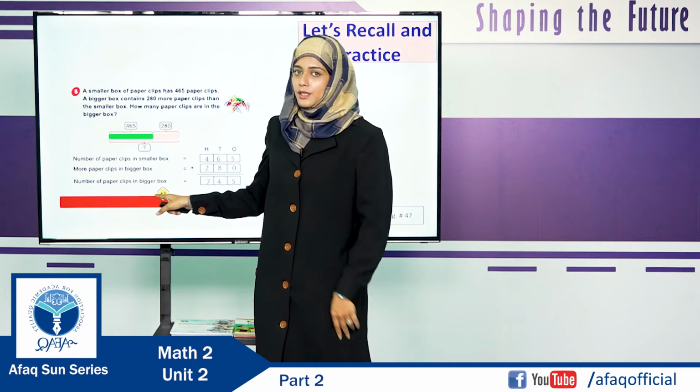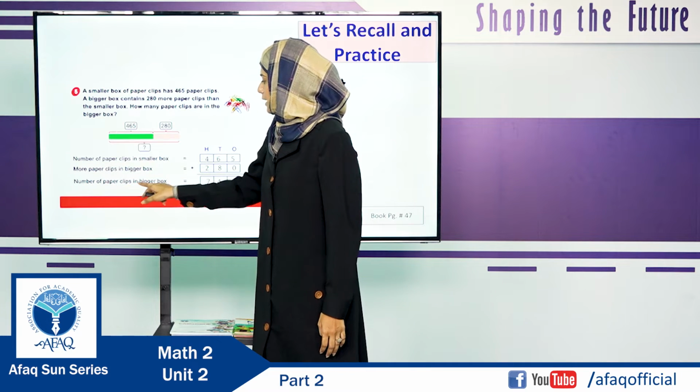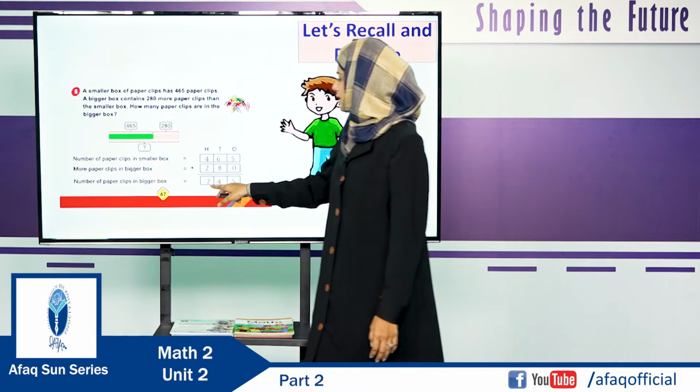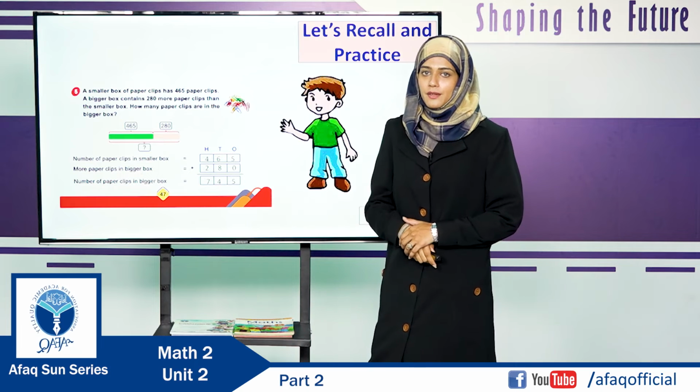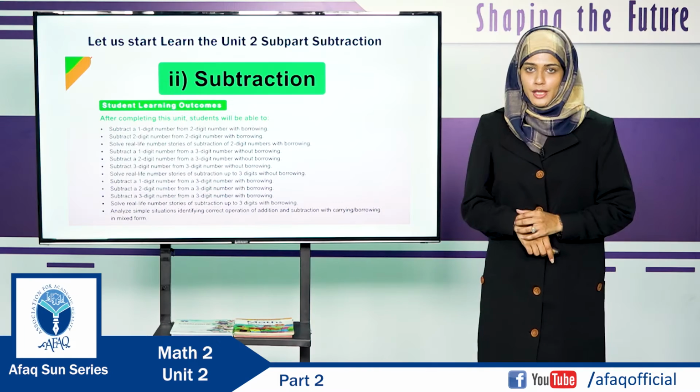What you have to find, you also have to write in a statement. Number of paper clips in a bigger box, which is 745. Let's start with unit number 2, the subpart of subtraction.